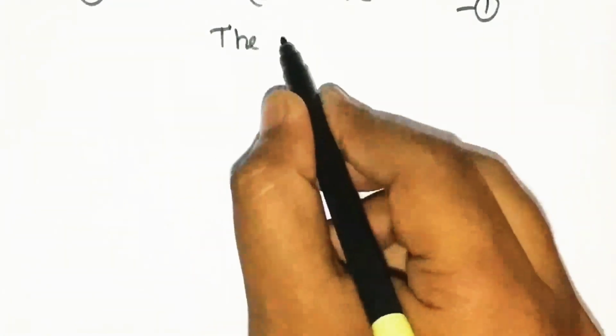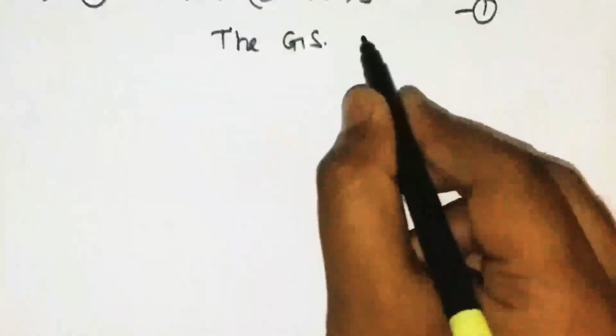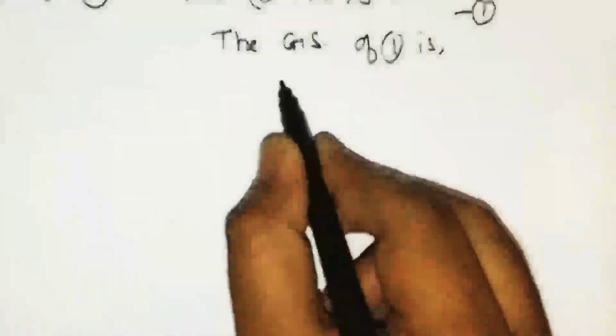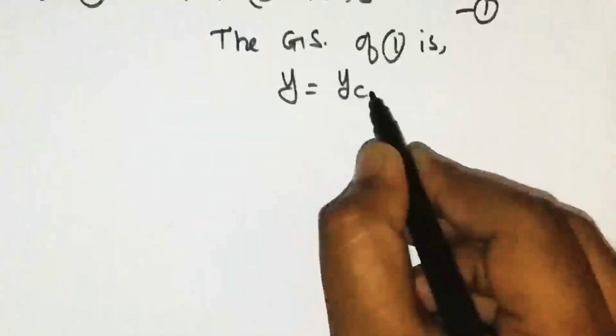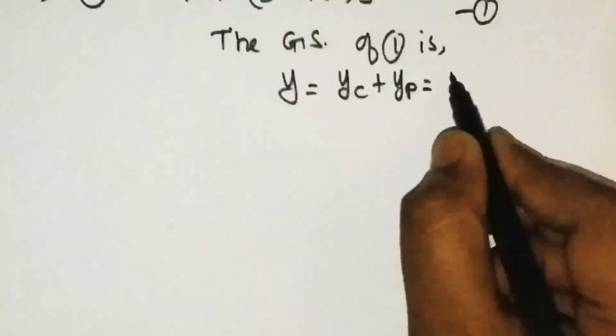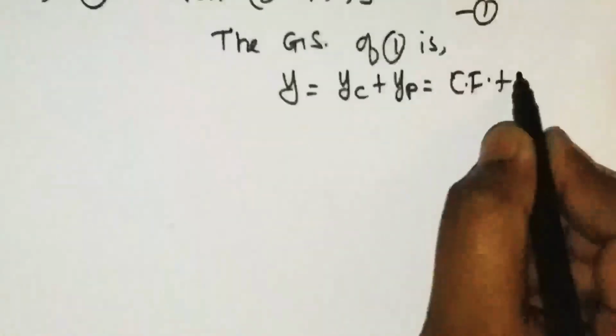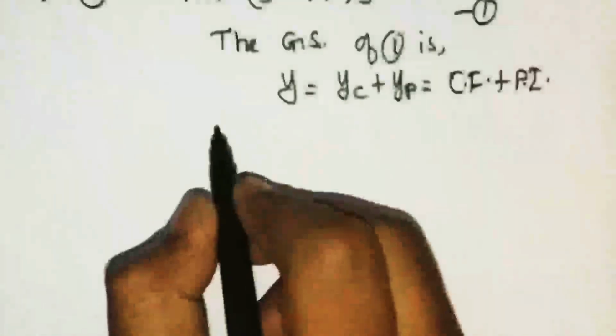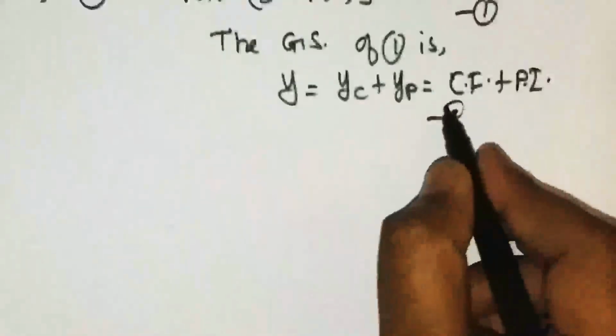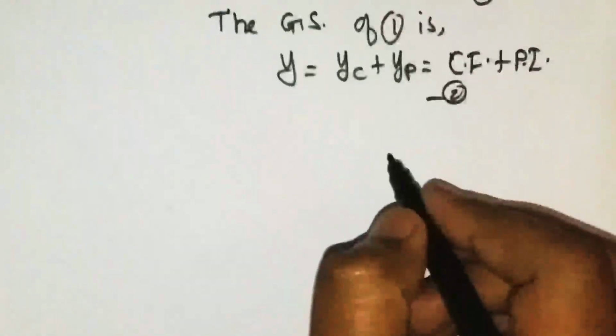So for calculating the general solution of this differential equation, the general solution of 1 is, we have the formula y equal to yc plus yp, which is nothing but CF plus PI. Let us calculate one by one. I will give this equation number 2. Calculate yc and yp separately and substitute in this equation, and we will get our required general solution.